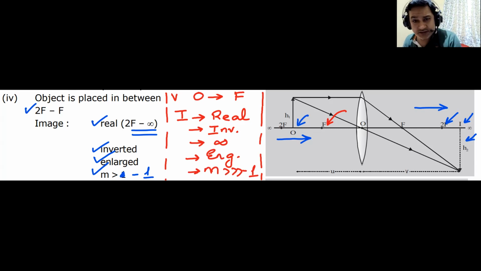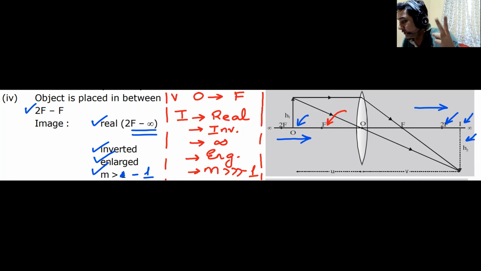The diagram is not there. That diagram we have already drawn when we had seen the definition of first principal focus. Do you remember that diagram where we had drawn the object at the focus and the image was formed at infinity? That is the same diagram that you have to draw here. I will not draw it.